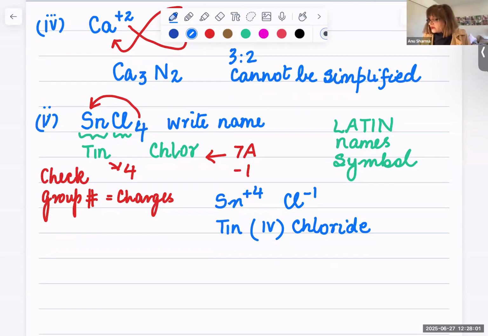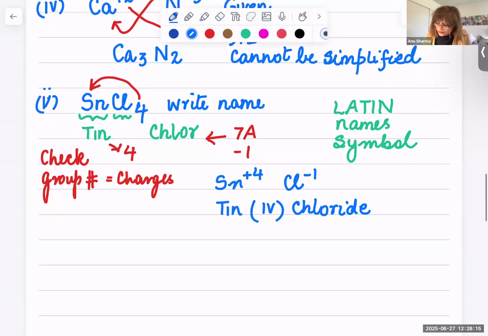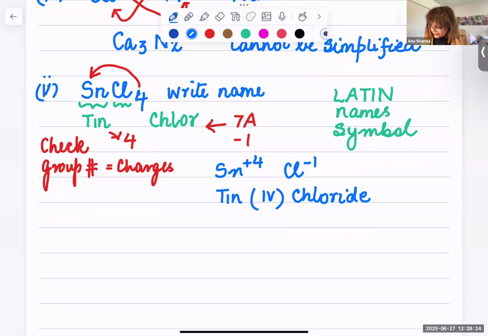Where is tin placed? Now, tin is a post-transition element, and it will have a D, right? So it will have a variable oxidation state. In other words, variable plus charges. So you will always have to check in the table to see whether it's +4 or +2, because remember there's cancellation that also happens, which I'll show you in a minute. Okay, so this is tin 4 chloride.